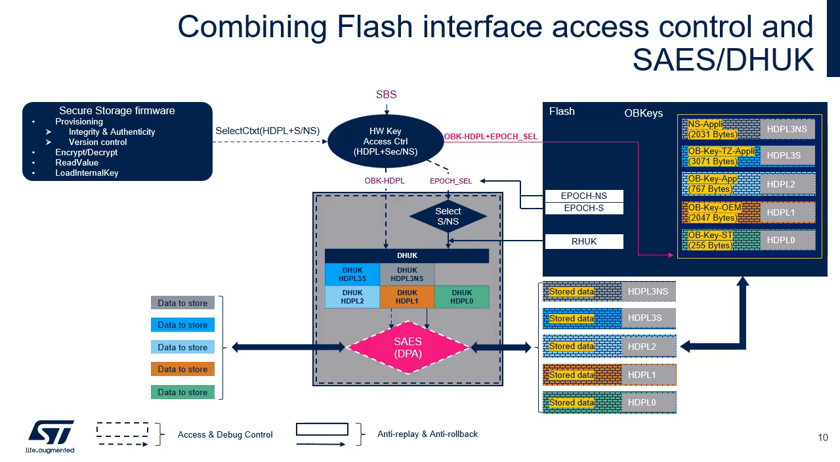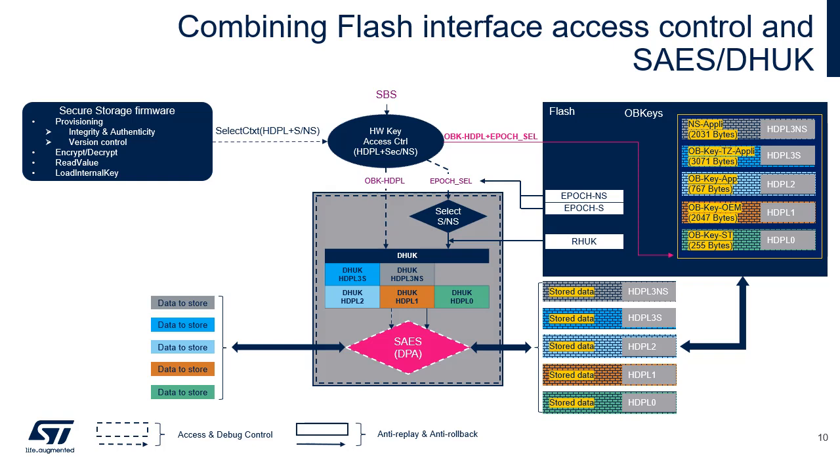This figure highlights the access control mechanism present in the flash controller. Option byte keys have to be provisioned in locations of the flash depending on the current HDPL value. Increasing the HDPL hides the locations associated with lower HDPLs. Data to be programmed are encrypted by SAES, which receives the DHUK associated with the current HDPL.